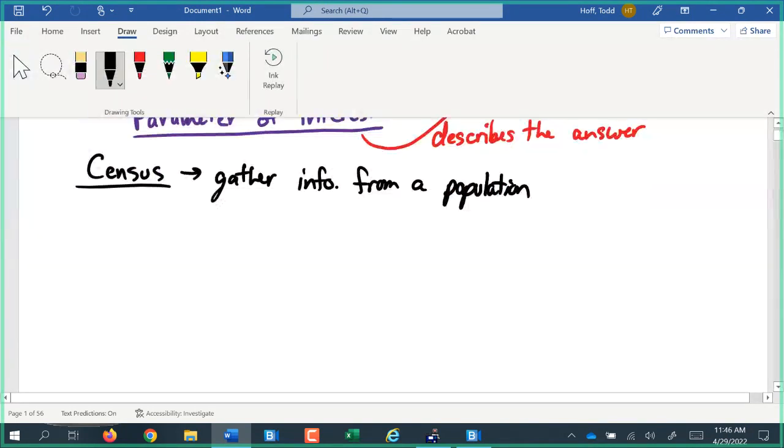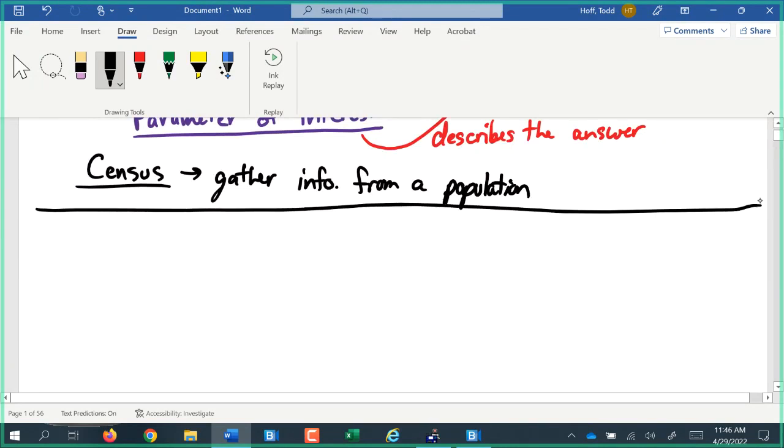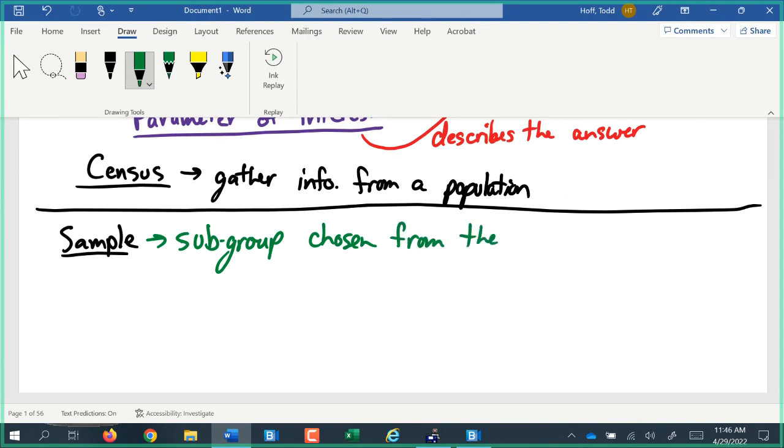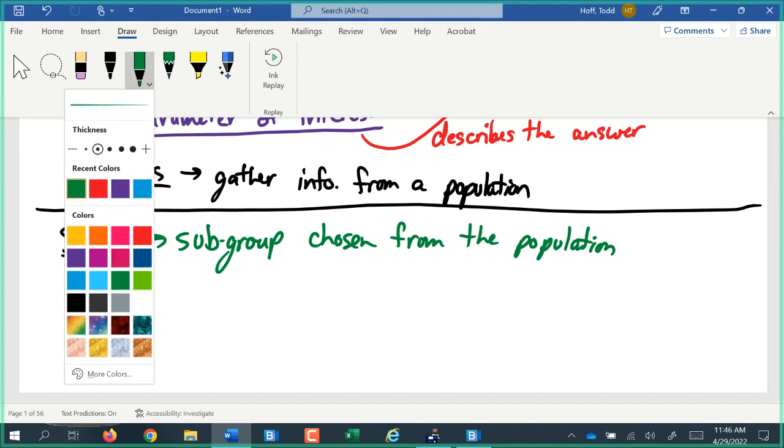Well, usually we don't actually try to study a full population. We typically use something called a sample. A sample is a subgroup taken from the population. So a subgroup is just a smaller group, and it is chosen from the population so that we can gather information from that smaller group. And in a little bit, we'll talk about why we use a sample rather than the whole population. But for now, let's go through some of the vocabulary related to a sample.